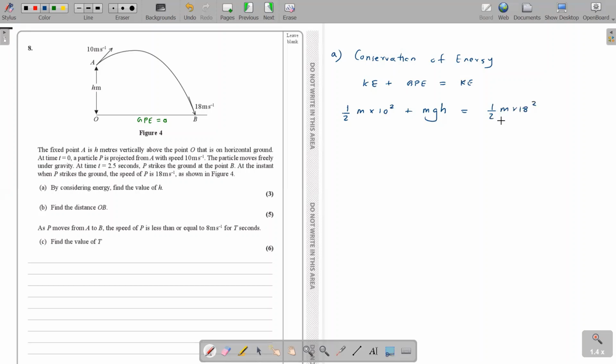So now let's simplify. How do we simplify? All of these have the letter m in common, right? So remove m. So half into 10 square, 10 square is 100, 100 divided by 2 is 50, plus g h equals half into 18 square. How much is it?